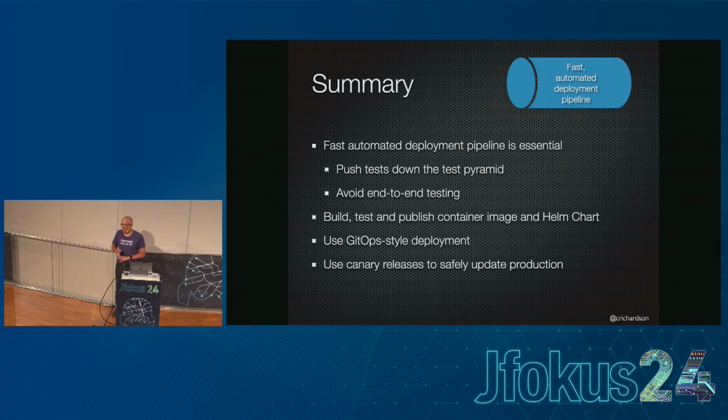So yeah, big idea, right? A fast automated deployment pipeline really is essential. It improves developer experience and just overall productivity. You actually have to push tests down the test pyramid. You need to avoid any form of end-to-end testing in a microservice environment. And then, in terms of mechanics for Kubernetes, your deployment pipeline is publishing Helm charts. You're going to use GitOps style deployment. And I'd highly recommend using canary releases to safely update production.